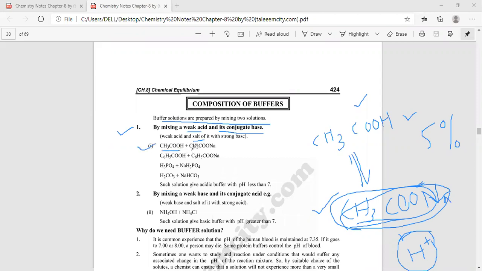Acetic acid plus sodium acetate, benzoic acid, sodium benzoate, phosphoric acid, sodium bihydrogen phosphate, sodium hydrogen carbonate, carbonic acid, sodium bicarbonate. So these are some examples of buffers of a weak acid and its conjugate base. Next, buffer solutions are weak bases and their conjugate acids.